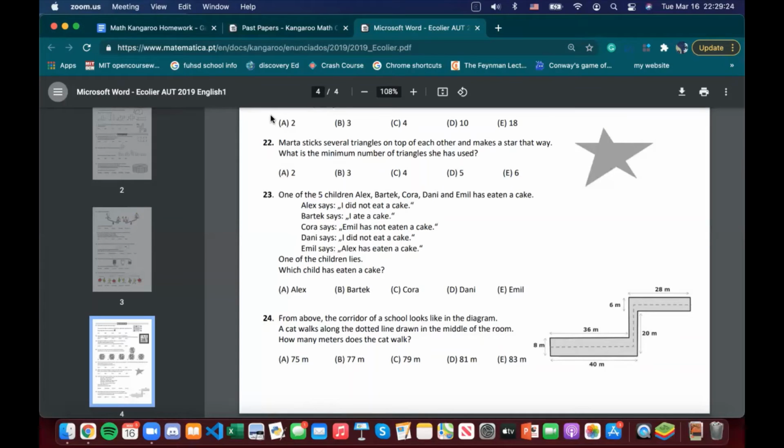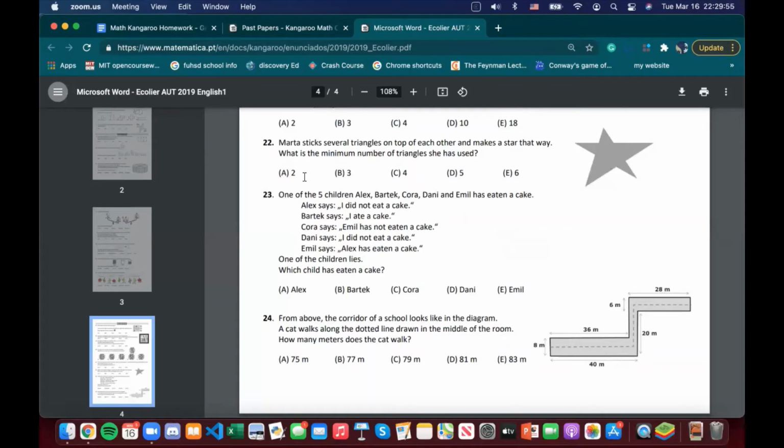Emil is the liar. So let's see who ate the cake from what Emil has. So Alex has not eaten cake. And then what Alex says, Alex did not eat cake. Bartek ate the cake. Danny did not. Emil has not. So that's our answer. Bartek ate the cake. So for 23, your answer would be B.